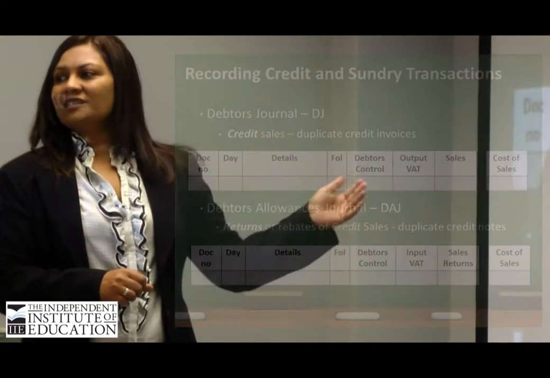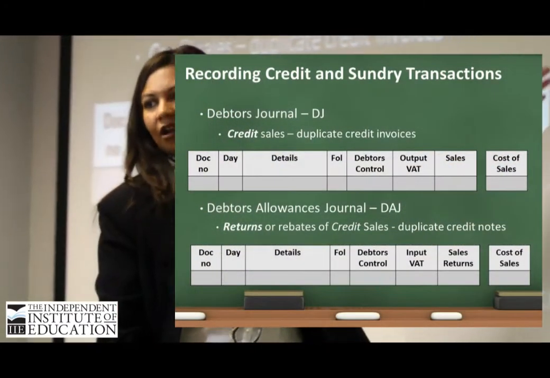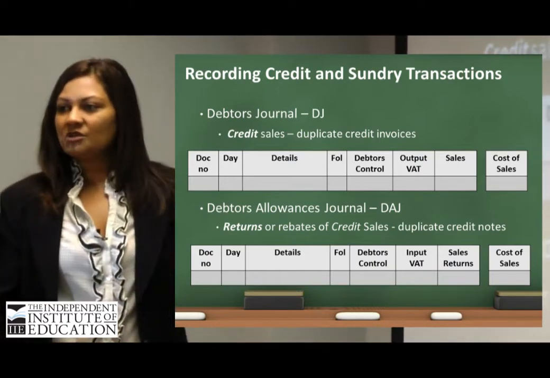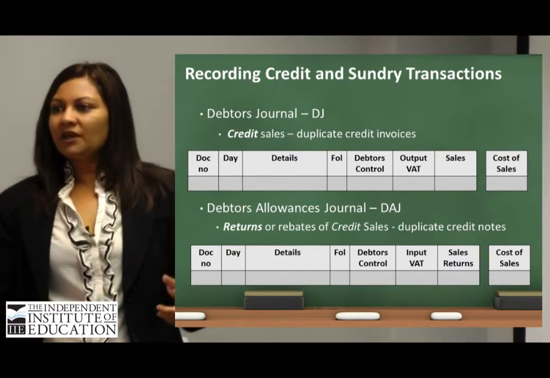Okay, now what type of inventory system is this? Can anyone tell me? Perpetual, right? Why? Yes, because we have a cost of sales column, and we know that we only update our inventory on a continuous basis when it is the perpetual inventory method. All understand that? Right? Okay, so any questions about debtors?